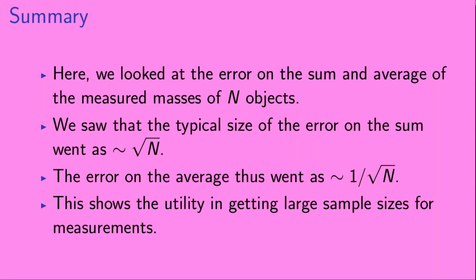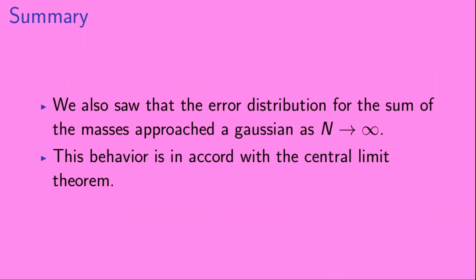Okay, so let's summarize what we've seen. Here we looked at the error on the sum and the average of the measured masses of n objects. We saw that the typical size of the error on the sum goes as the square root of n, and that means that the error on the average thus goes as 1 over the square root of n. So this demonstrates the utility in getting large sample sizes for measurements. We also saw that the error distribution for the sum of the masses approaches a Gaussian as n goes to infinity. And this behavior is an example of the behavior predicted by the Central Limit Theorem.